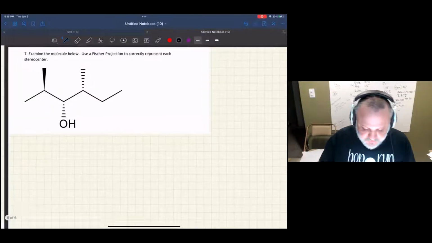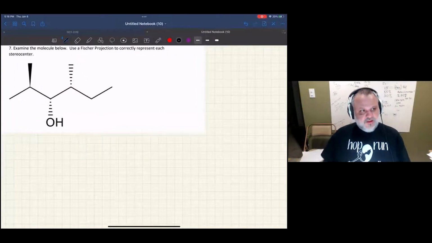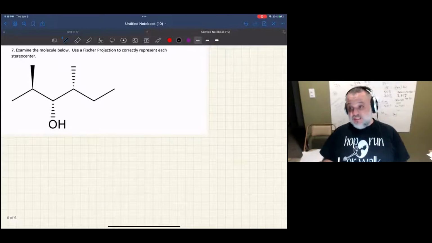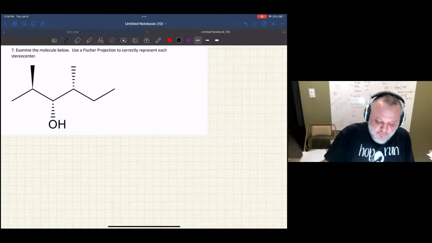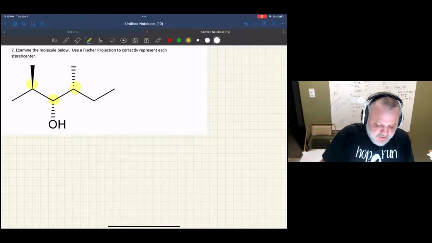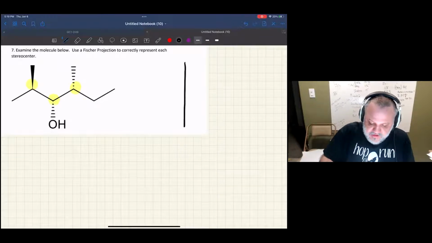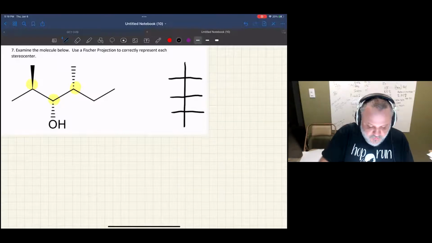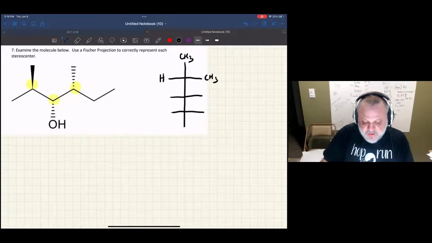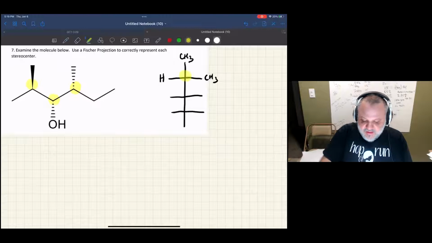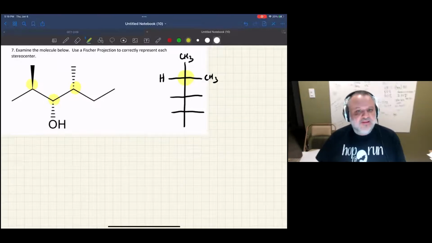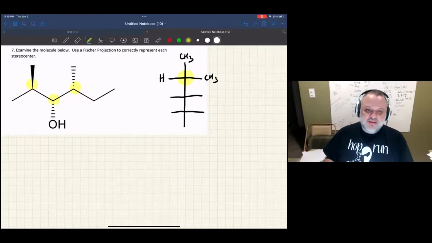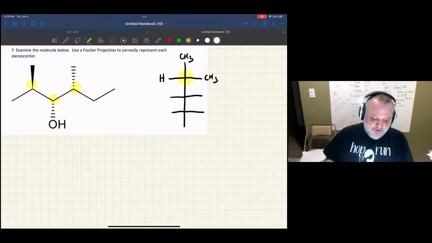Okay, the problem wants us to use a Fisher projection to represent each stereo center in the molecule. You might have the initial inclination to say, okay, I've got three stereo centers. Let me draw three different possibilities. For this first one, it's connected to an H, a CH3, and a CH3. Well, what does that mean in this case? If this carbon is connected to two CH3s, then it's really not a stereo center.